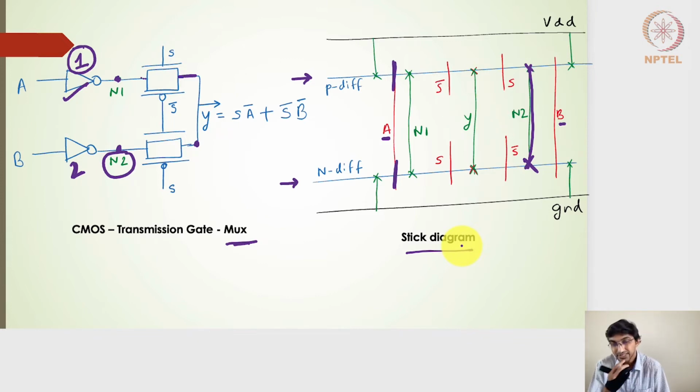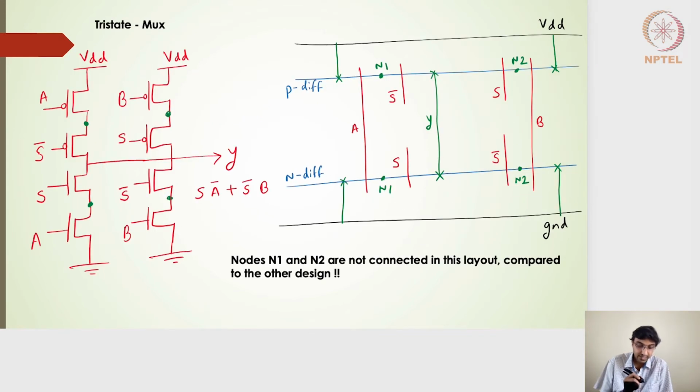Right, this CMOS transmission gate derived multiplexer circuit. Hope this stick diagram is very clear. It is very interesting to see the stick diagram of a tri-state multiplexer. The tri-state circuit diagram is given here, and there are 8 such transistors. So what it means is basically I should have 8 such polysilicon gates, 4 polysilicon gates on the P diffusion lines and 4 on the N diffusion lines, right? So that we will get 4 transistors each on the P diffusion and the N diffusion.